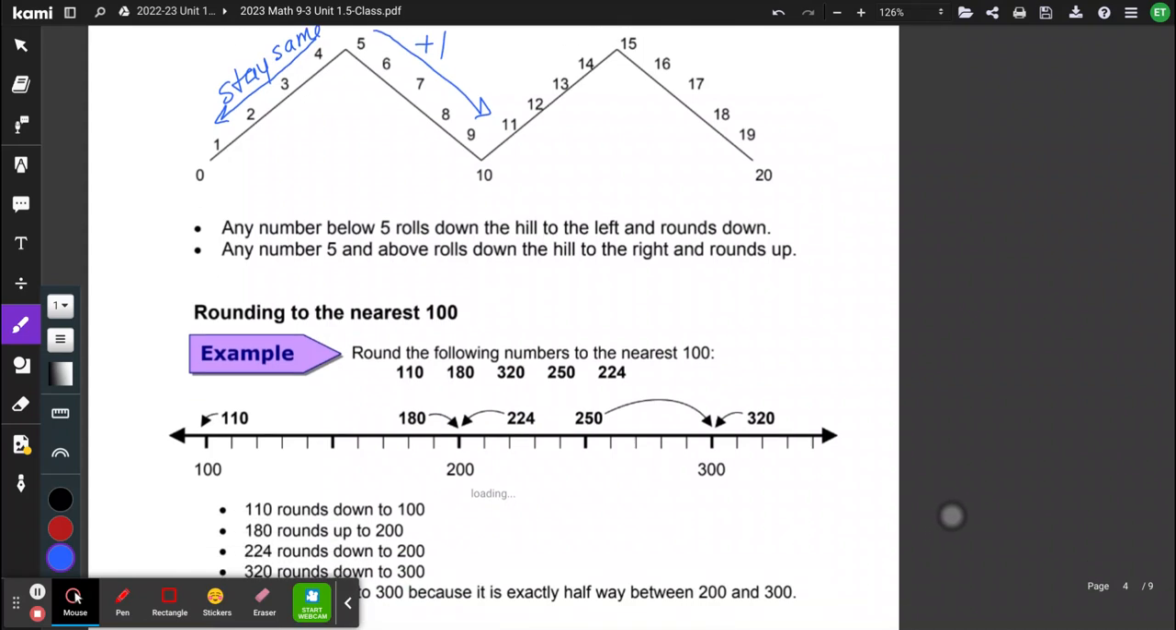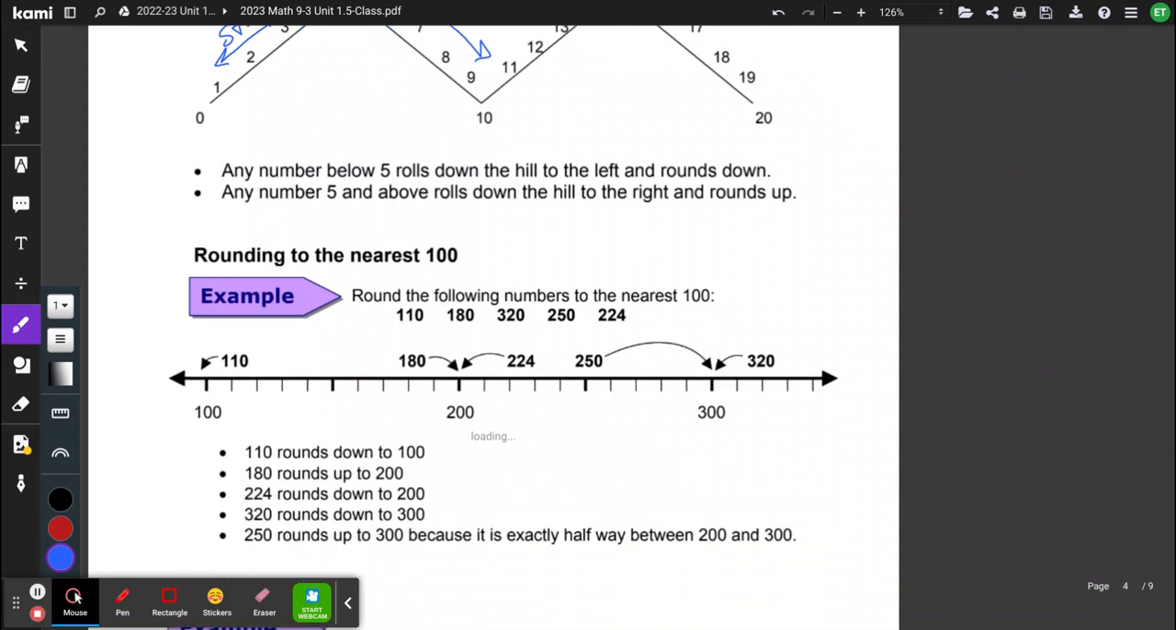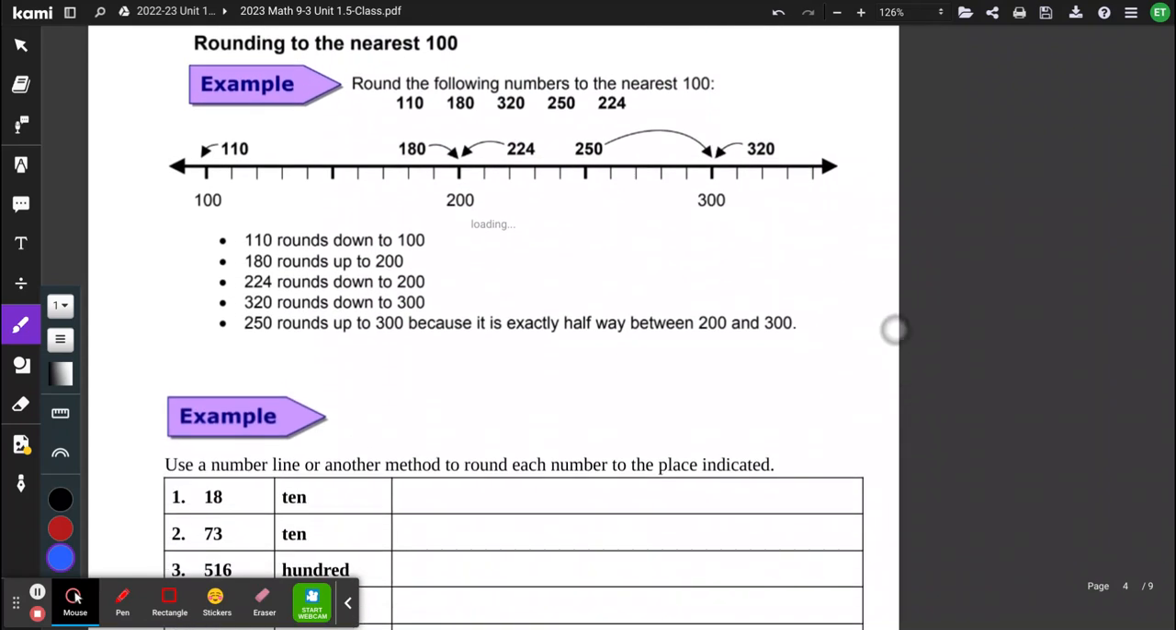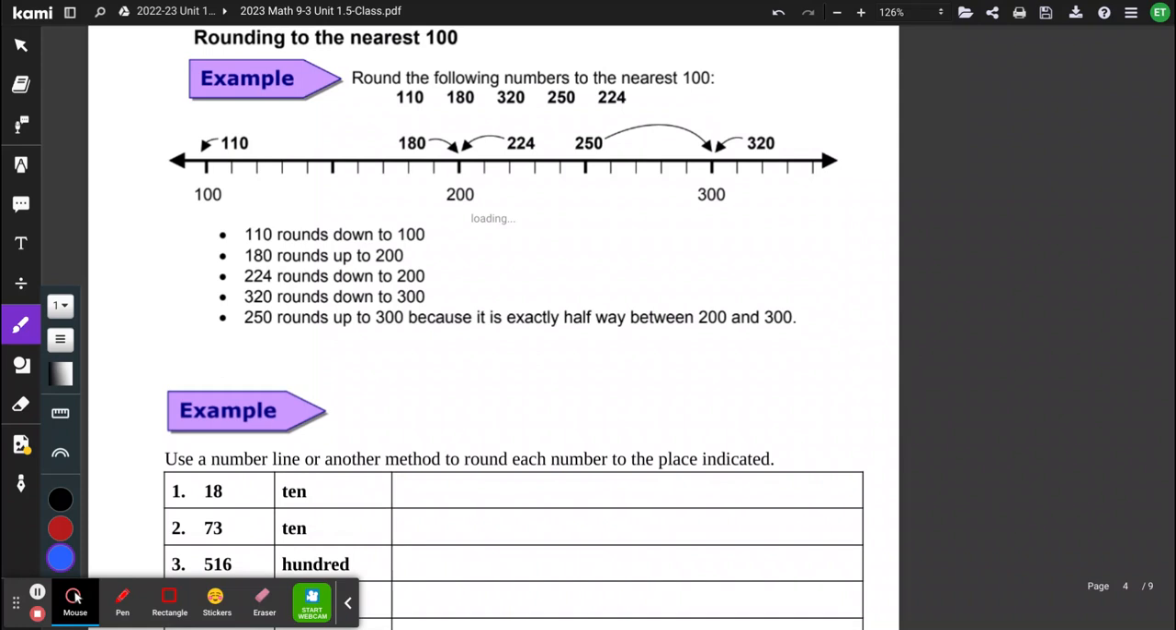All right, let's try to the nearest 100 now. So now I want 2 zeros at the end. So what we're doing again is we're looking at, if I want the nearest 100, I'm looking at the number next to it. So I'm looking at the middle number of a 3-digit number.